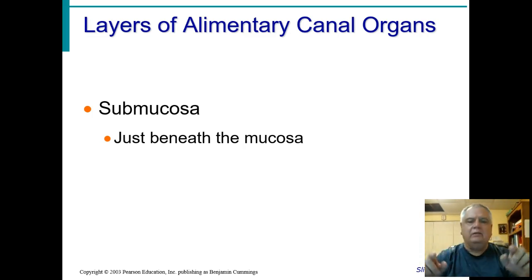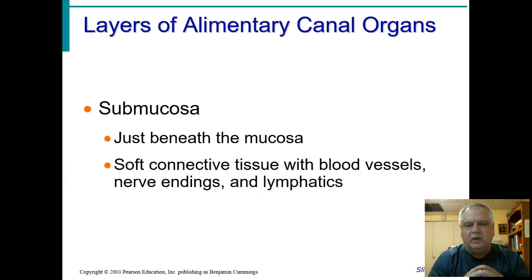But then surrounding that is going to be the submucosa. So sub technically means below, but it's going to be surrounding the mucosa. And we say it's technically just beneath the mucosa as we move out from the lumen of the alimentary canal organ. The submucosa consists of soft connective tissue. Here's where we're going to find a lot of blood vessels, nerve endings, and lymphatics that are going to support the alimentary canal organ.